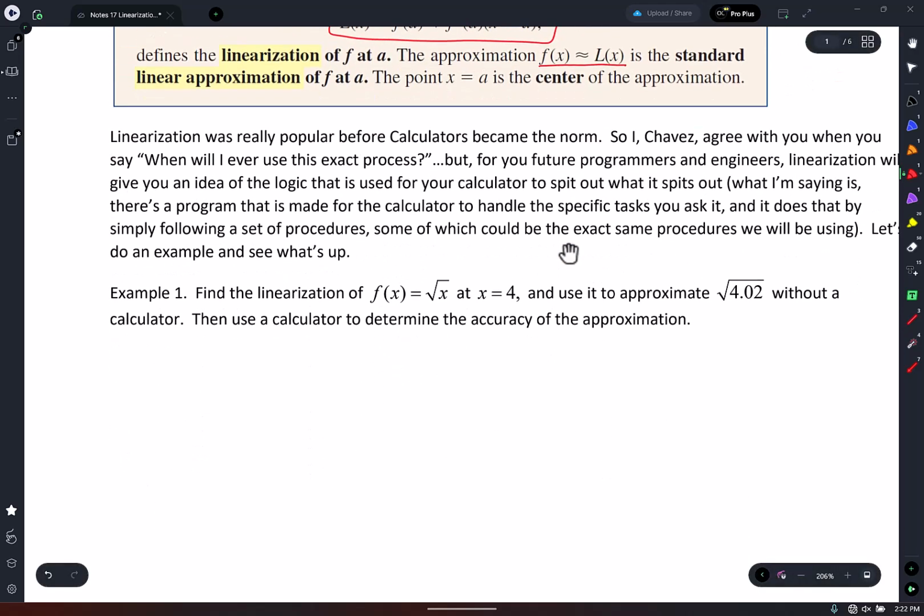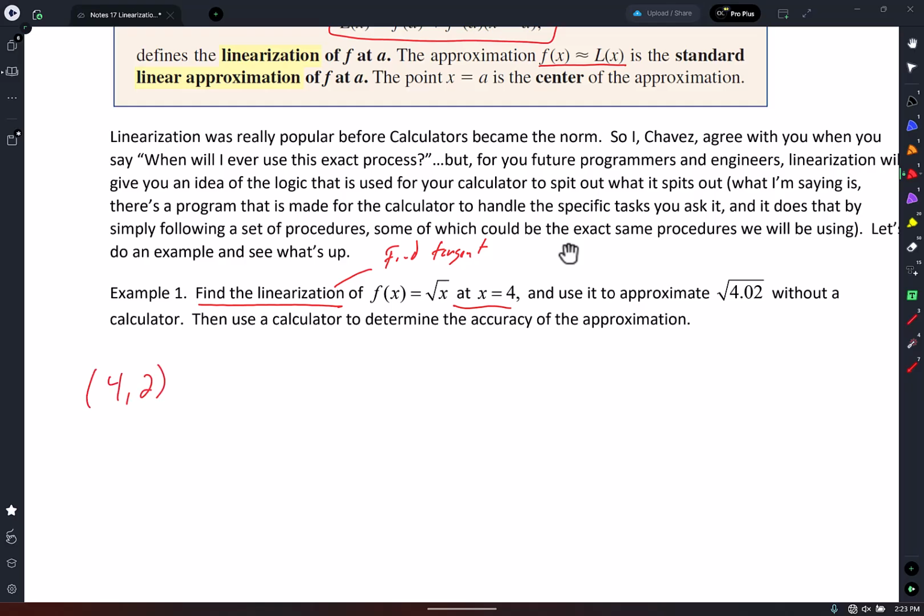Find the linearization of f of x equals square root of x. All this means is find a tangent line at x equals 4. Okay, so to find a tangent line, I need two things. What and what? Point and slope. I already have the point. The x value is 4. What's the square root of 4? There's my point. Now I need to find my slope.